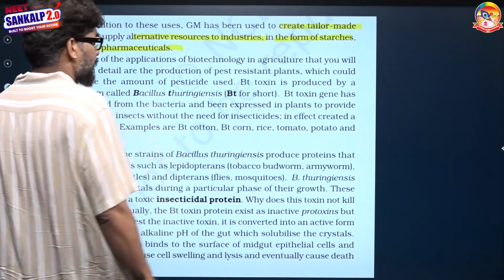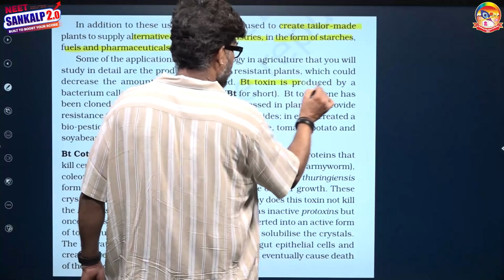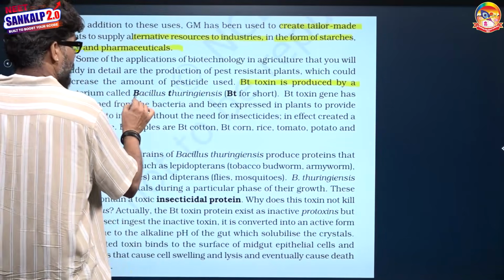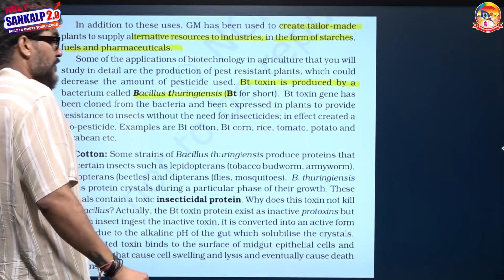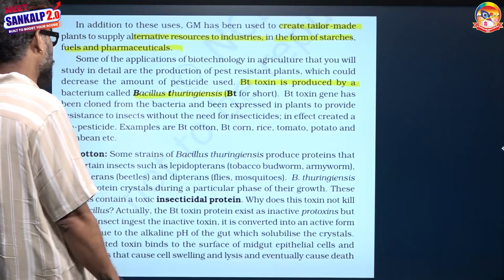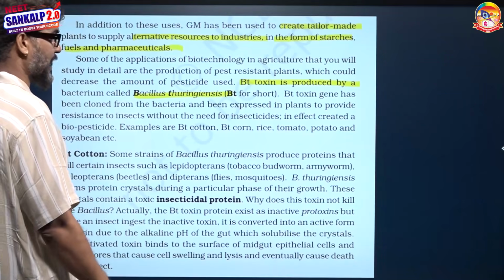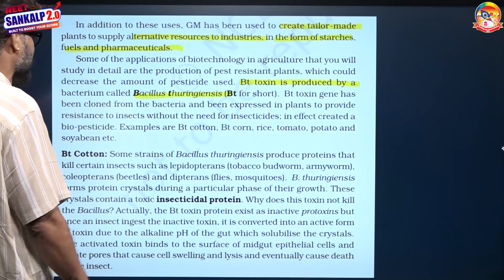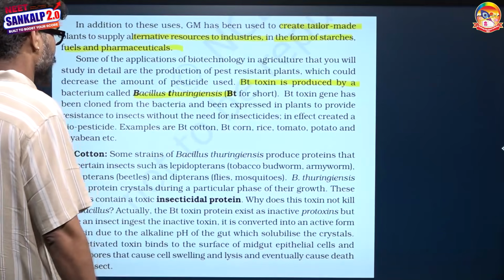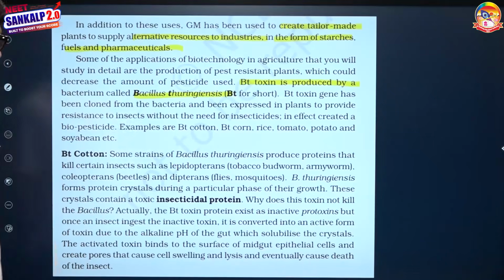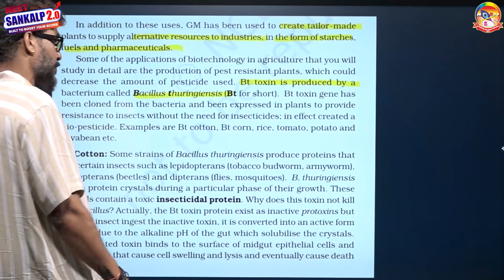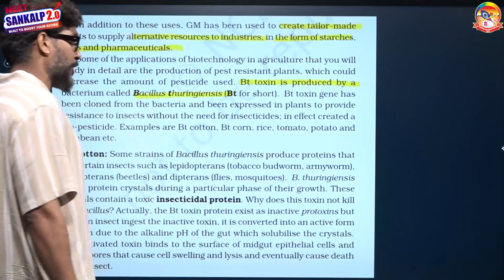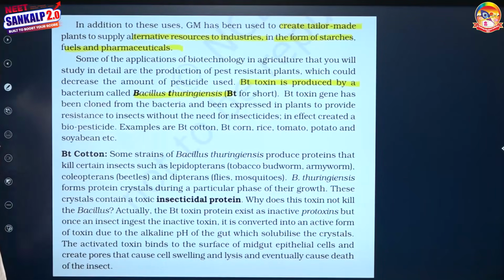Bt cotton. Bt toxin is produced by a bacterium called Bacillus thuringiensis. This Bt toxin gene has been cloned from the bacteria and then expressed in the plant to provide resistance to insects without need of any kind of insecticide. For example, Bt cotton, Bt corn, Bt rice, Bt tomato, Bt potato, Bt soybean, etc.